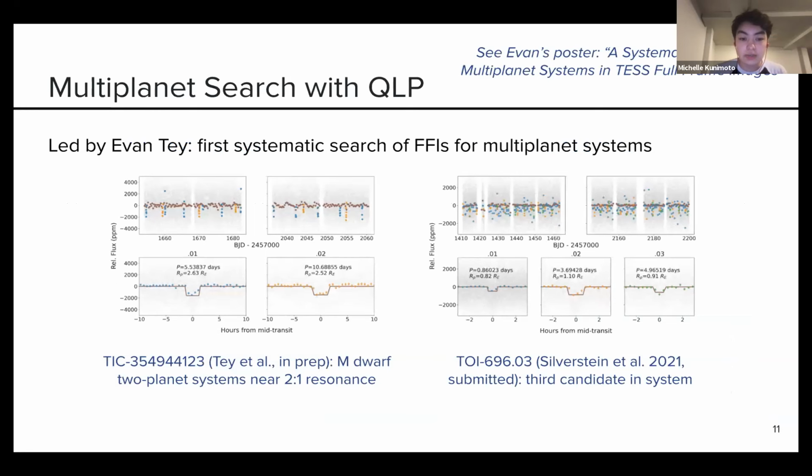I do want to highlight some of the incredible science that our team has been doing recently with QLP outside of standard TOI identification. First is a project led by one of our developers and operators, Evan. He's also got a poster on this, so I encourage you to check that out if you haven't already. But he's performing the first systematic search of FFIs for multi-planet systems, and he's already found a few new candidates from older TOIs. His code has been incorporated into QLP starting in sector 33. So from now on, we are going to be sensitive to multi-planet systems in our regular processing.